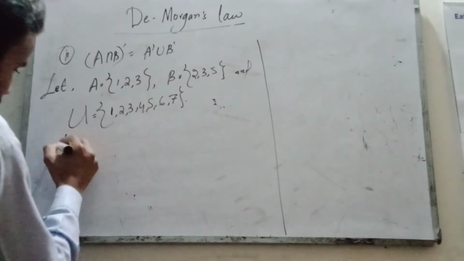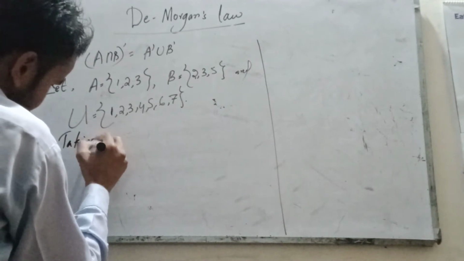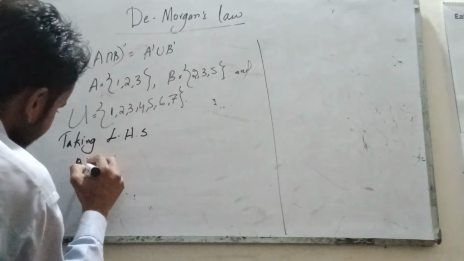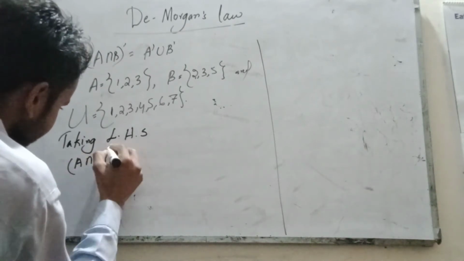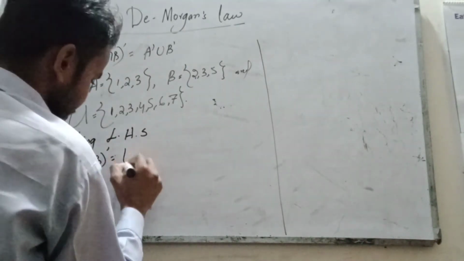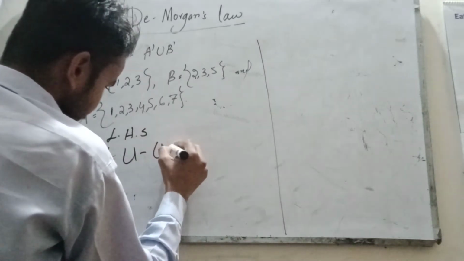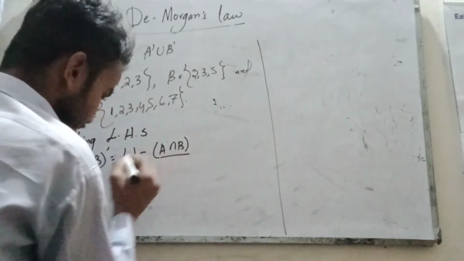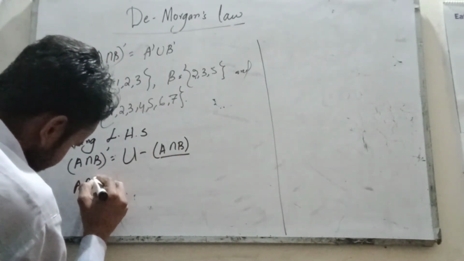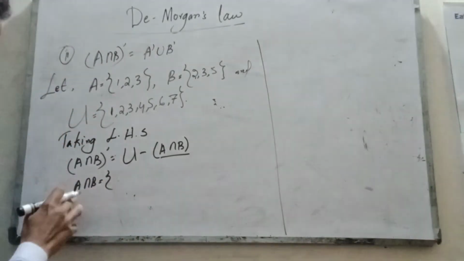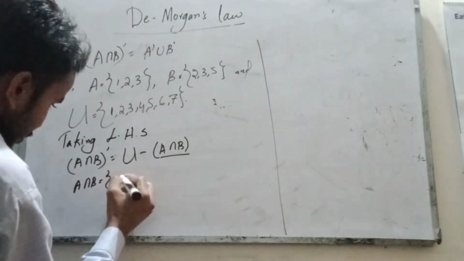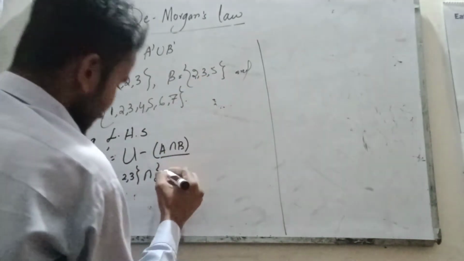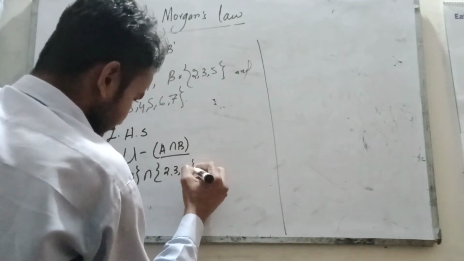So taking the left hand side, A intersection B whole complement, we can write this one in this way, U minus A intersection B. So we have to find first A intersection B. So A intersection B is equal to, write the values of A, 1 2 3, intersection, write the values of B, 2 3 and 5.